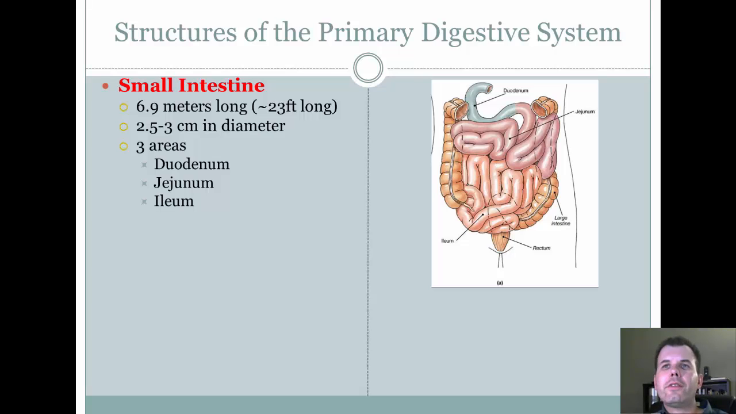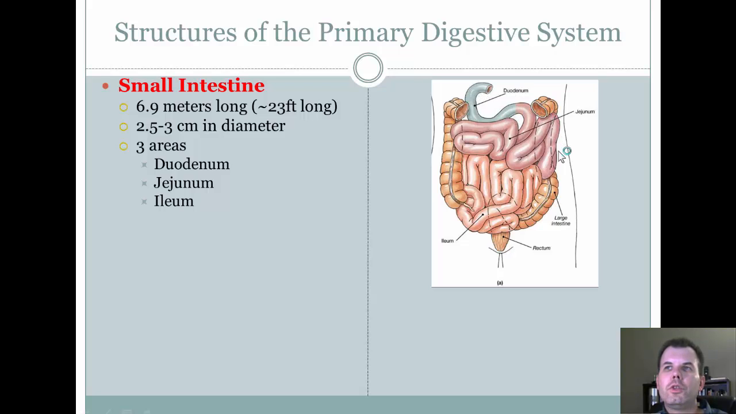All right, so the next thing that we have is the small intestine. The small intestine is about 23 feet long. So if I took your small intestine and stretched it out, it'd be a very long tube. It's about 2.5 to 3 centimeters in diameter, about this size in diameter, so it's not very large, and it's actually broken down to 3 areas. You have the duodenum, which is basically that first turn in the small intestine.